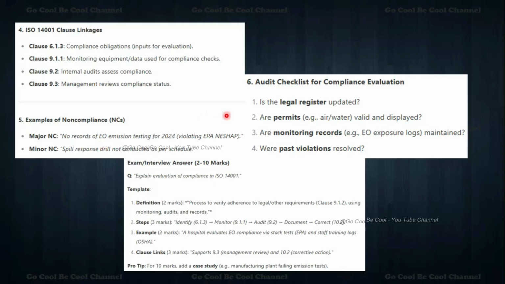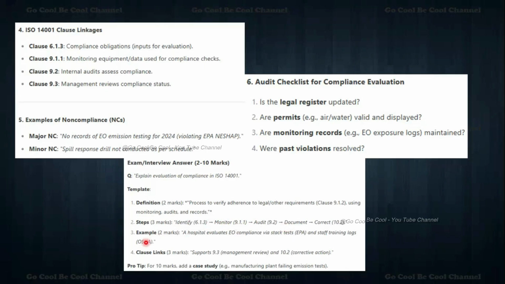Sixth one is audit checklist. What are the checklists? Is the legal register updated, permits, monitoring records, were past violations resolved? So many kinds of things. Exam interview: 2 marks, if the question is to explain the evaluation of non-compliance, the template is a definition, you can write for 2 marks. Steps, 3 marks: identify 6.1, 9.1, 9.2, like that even.